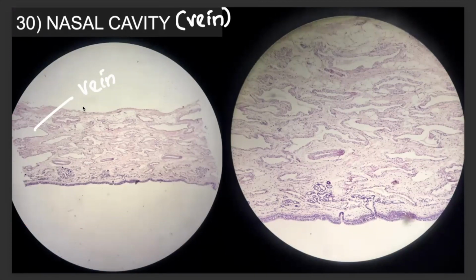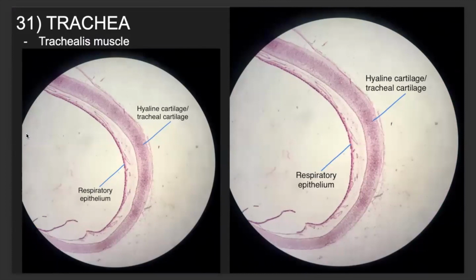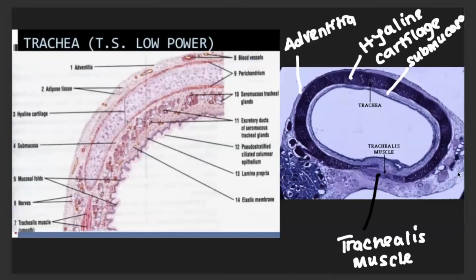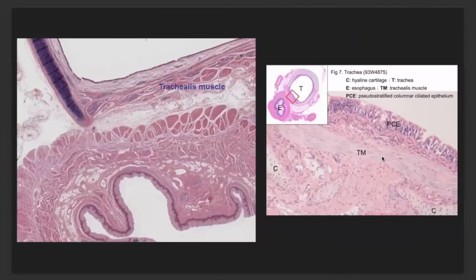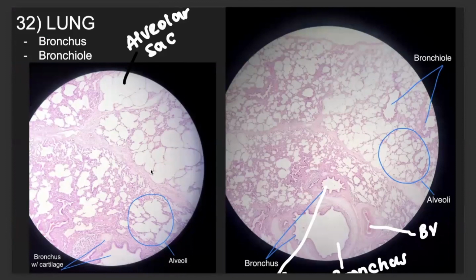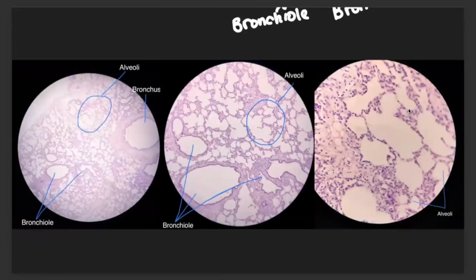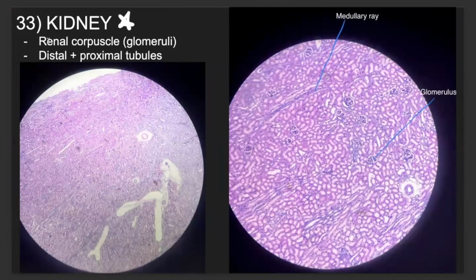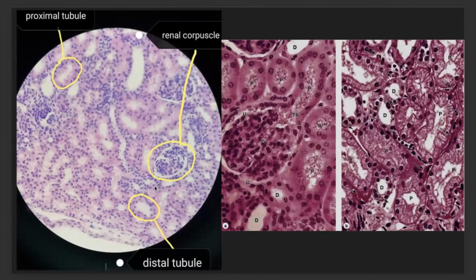Nasal cavity has a vein right here. Trachea, trachealis muscle. You can find the trachealis muscles right here. Lungs, bronchus and bronchioles. So these are bronchi, alveoli, and bronchioles. Kidneys, you have to identify renal capsule, renal corpuscle, sorry, distal tubule and proximal tubule.